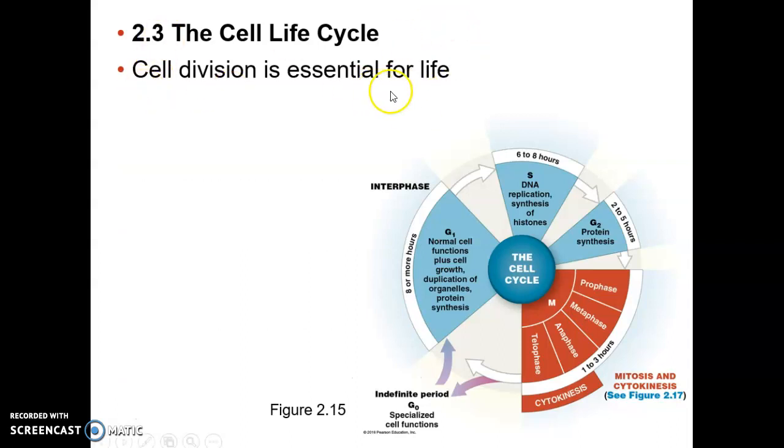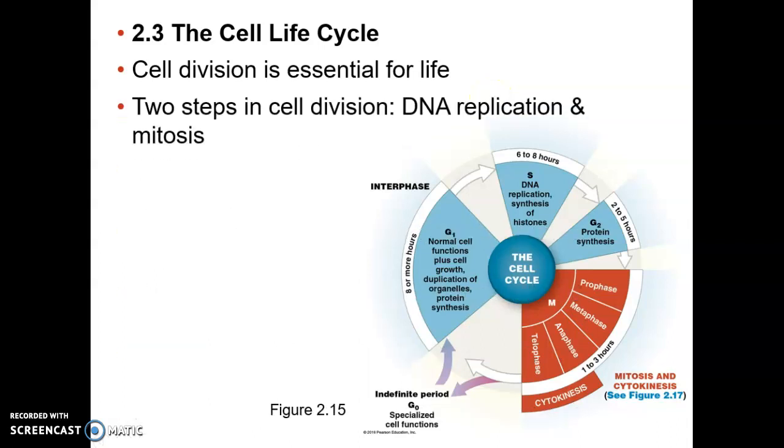So cell division is essential for life, for growth, development of the organism, and maintenance of the organism once you reach adulthood. Two basic steps or stages in cell division: DNA replication or duplication, and then the cell division for mitosis. So mitosis is cell division for maintenance of the organism or growth of the organism. So when you were a child, you were much smaller than you are now. So you grew by adding many, many more cells to your body through mitosis, cell division.